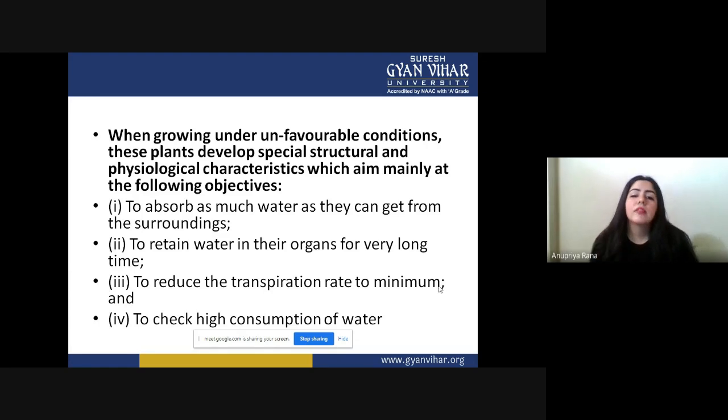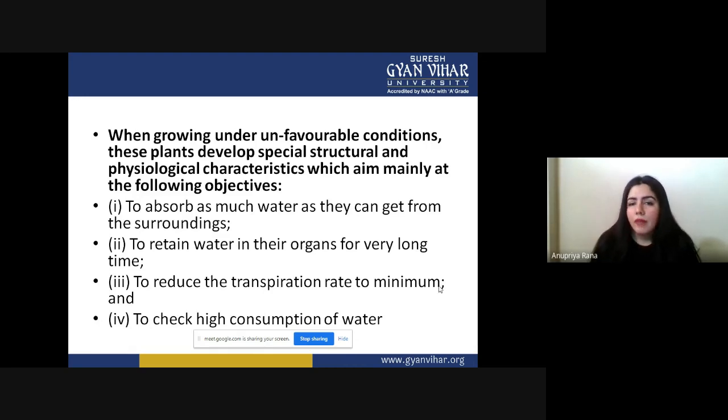Okay, the succulents, like the cactus plant, or sometimes the aloe vera plant. They do not need that kind of water for their survival, but they are xeric plants. So they need to store as much water as they can inside their body, to retain water in their organs for a very long time. Retention means storage. So they can store water in the organ for a very long time to reduce the transpiration rate to a minimum.